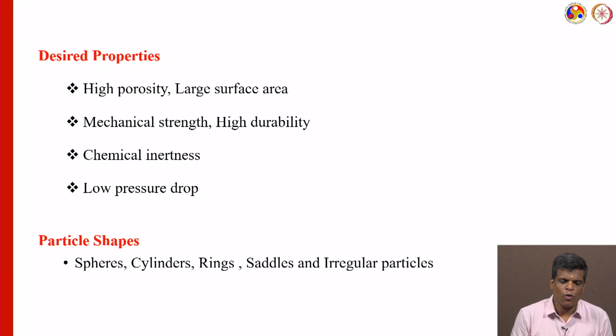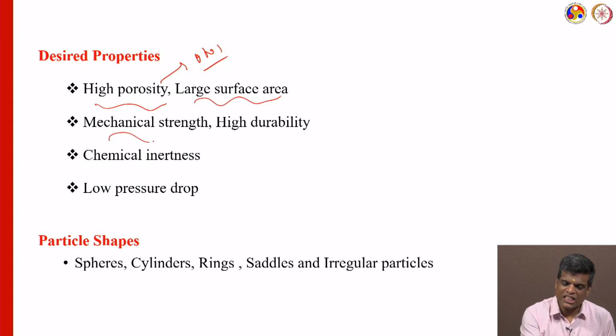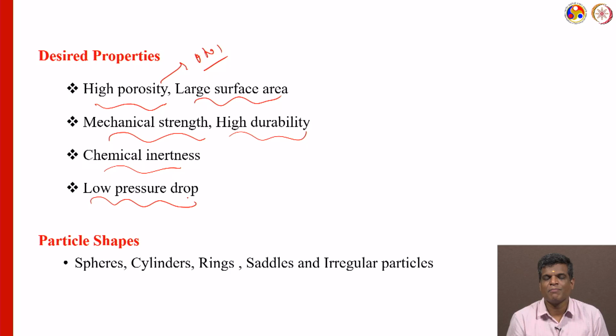So what are the design properties here? High porosity. Porosity always ranges from 0 to 1, and it should be very high. A large surface area should be there, then only we will get more mass transfer here. Then mechanical strength is very important, then high durability, then chemical inertness, it should not react with anything here, and definitely it should maintain a low pressure drop. Whenever we have a high pressure drop, it is very difficult to use the particles here.